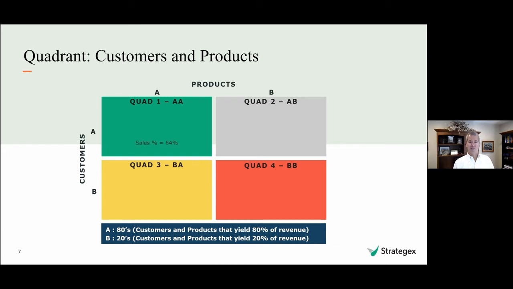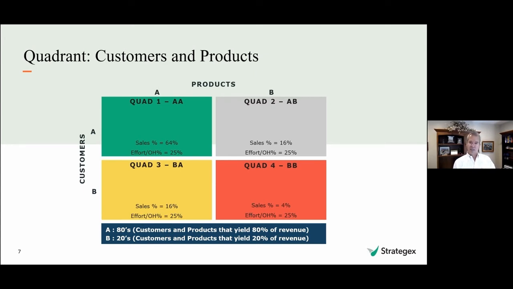The sales percent by quad is, in quad 1, we have the 80 of the 80, which is 64%. In quad 2, we have the 20 of the 80. It's the high volume customers buying low volume products, 16%. And in quad 3, we have the 80 of the 20, generally 16%. And in quad 4, we have the 20 of the 20. What's left over is 4%. The distribution of overhead, about the same as what we talked about before, 25% in each quad in terms of the organizational effort to serve.